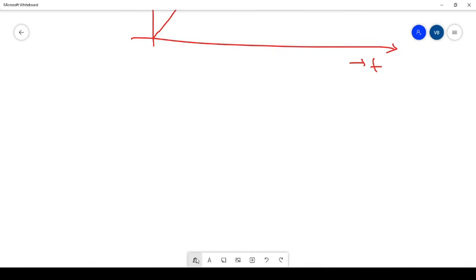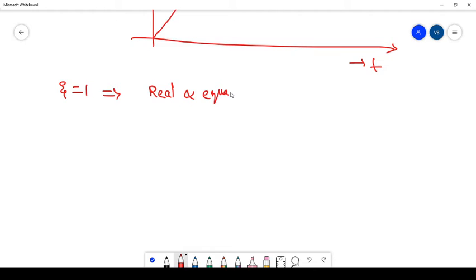Whenever zeta is equal to 1, in a second order system response, that is, the damping factor zeta equals 1, you are going to get the roots real and equal. Roots are real and equal. You can substitute in that one, that is omega n square by s square plus 2 zeta omega n s plus omega n square, right?